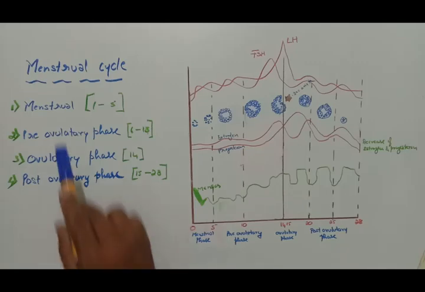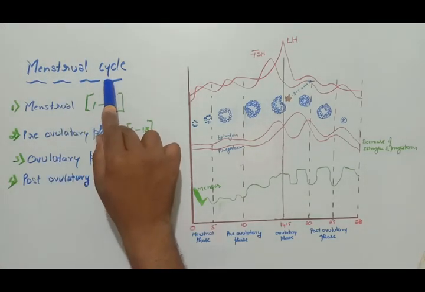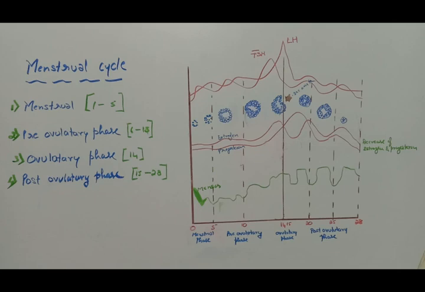Let us learn about the menstrual cycle. The menstrual cycle is also called the endometrial cycle. So how do we define it? The menstrual cycle is a complex series of rhythmic changes that take place in the female reproductive structure at an interval of 28 days.